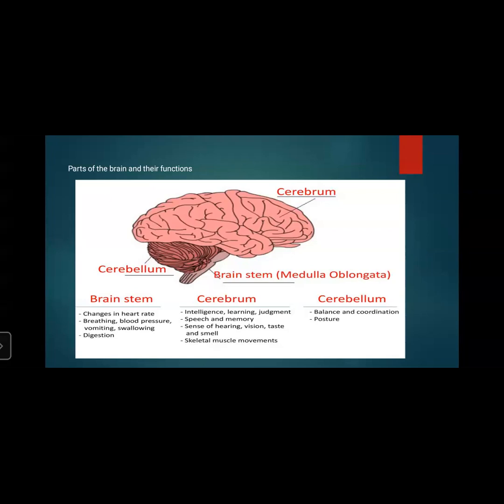Spinal cord: coordination of the impulse from the skin towards the brain, conduction of impulse from the brain to the muscles and glands, and functions as the center of coordination of reflex action.